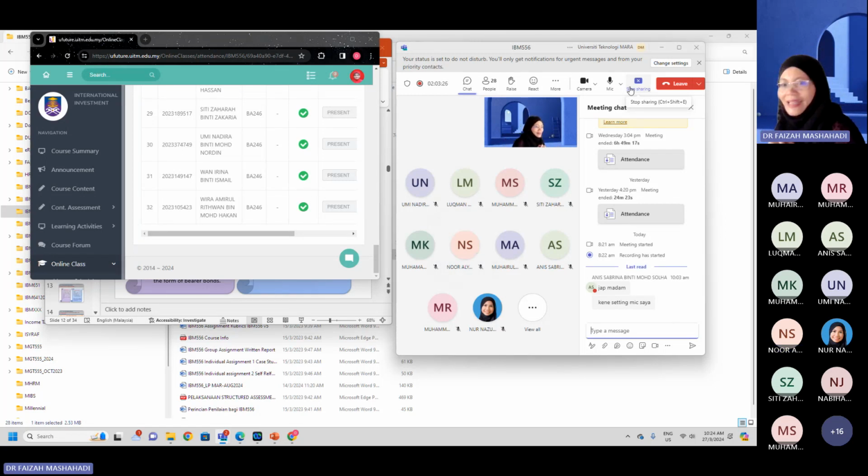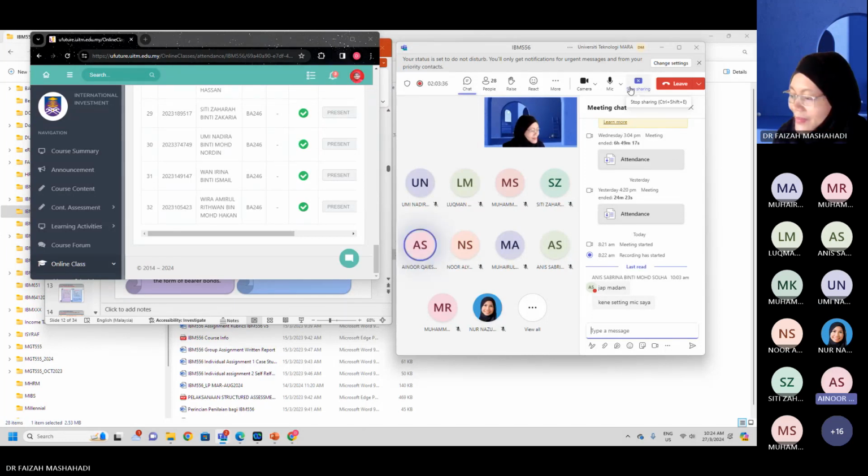So, ada lagi? Ada soalan lain? Doktor, tadi doktor ada panggil nama saya tapi mic saya ada problem, so saya baru tukar device. Siapa tu? Ainur Kaisha. Okay, alright, thank you Ainur. Ada soalan lain?